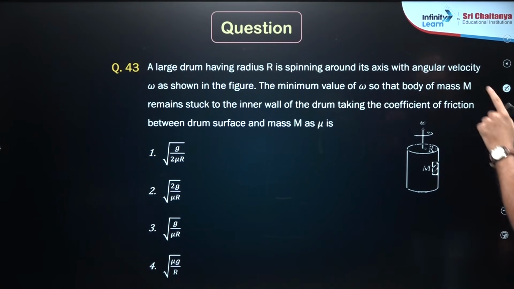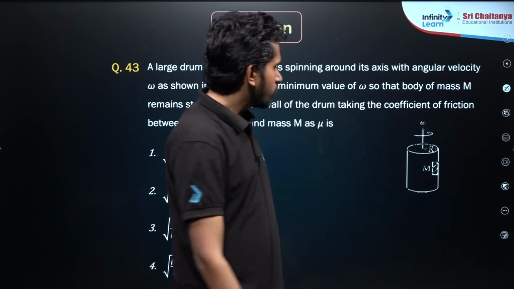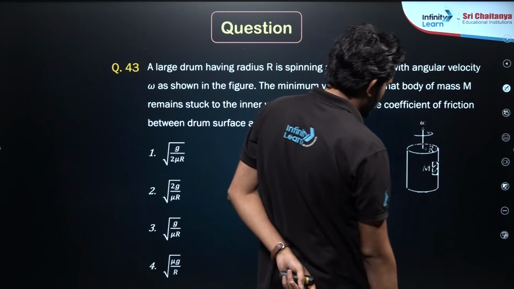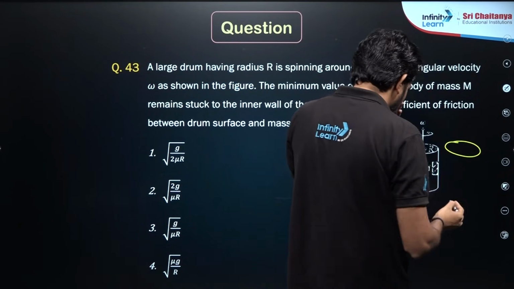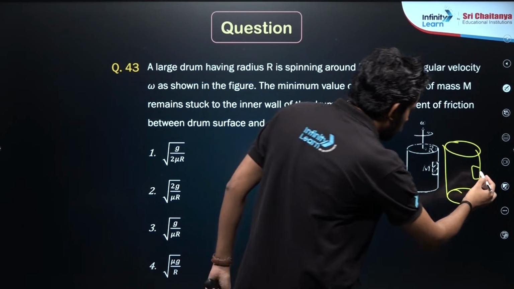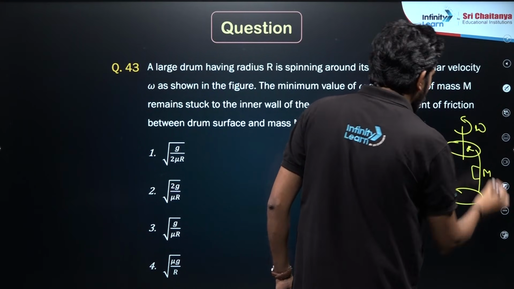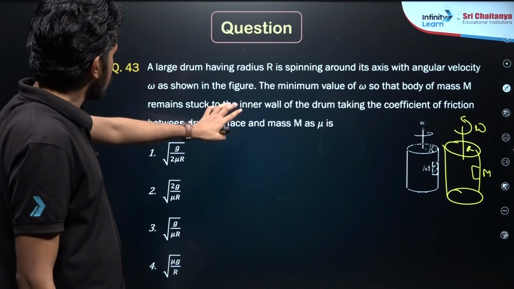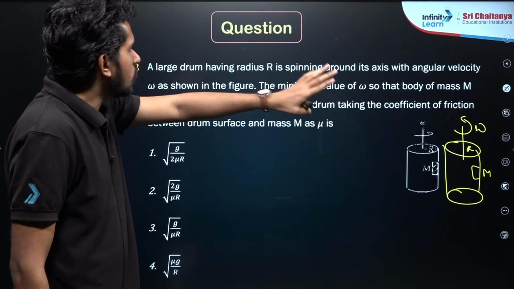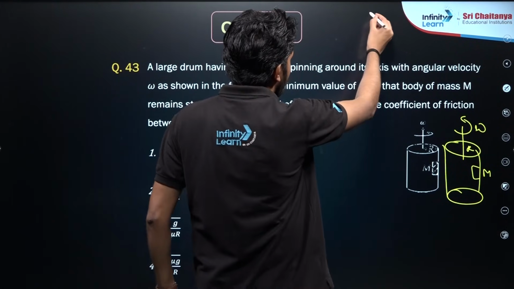Now question number 43. In 43, a large drum having radius r is spinning around its axis with angular velocity omega as shown in the figure. The minimum value of omega. Okay, so this question is saying, let me redraw it. This is a cylinder and this is mass M, capital M, and its radius is r and it is rotating with angular velocity omega. The minimum value of omega so that the body of mass M remains stuck.